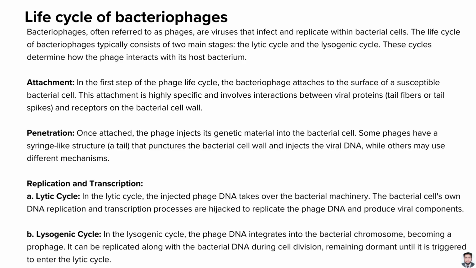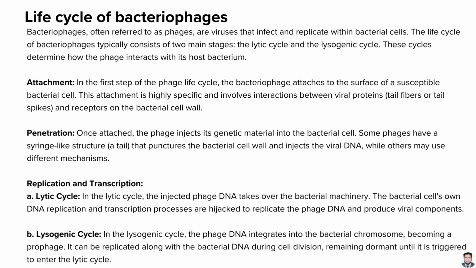Attachment. In the first step of the phage life cycle, the bacteriophage attaches to the surface of the susceptible bacterial cell. This attachment is highly specific and involves interactions between viral proteins, tail fibers or tail spikes, and receptors on the bacterial cell wall. Penetration. Once attached, the phage injects its genetic material into the bacterial cell. Some phages have a syringe-like structure or tail that punctures the bacterial cell wall and injects the viral DNA, while others may use different mechanisms.